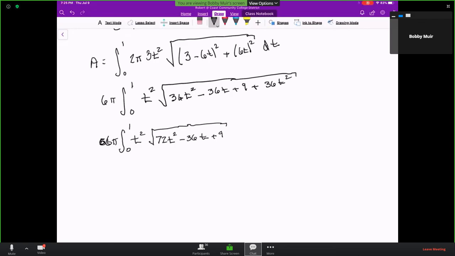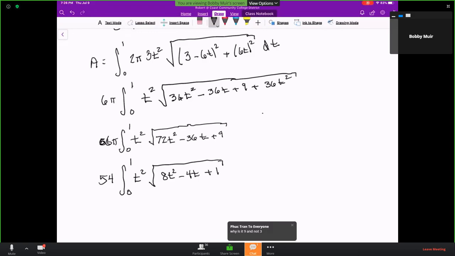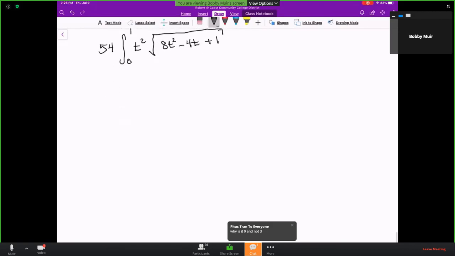Now, if I factor out a 9 out of that, it's going to be 54, 0 to 1, t squared, and I factored a 9 out, so that's going to be 8 t squared minus 4 t plus 1. Now that's got to be a perfect square, otherwise it's not doable. So it can't be a perfect square. There's an 8. What did I do wrong? 72. Okay, so let's start over.